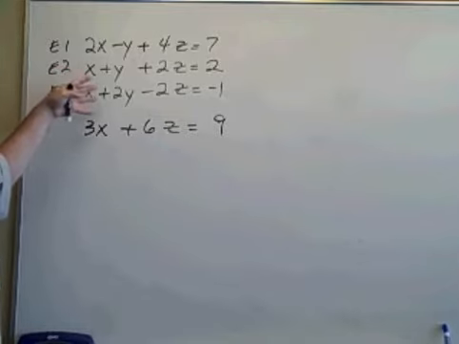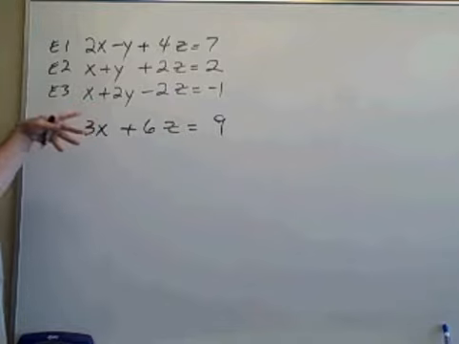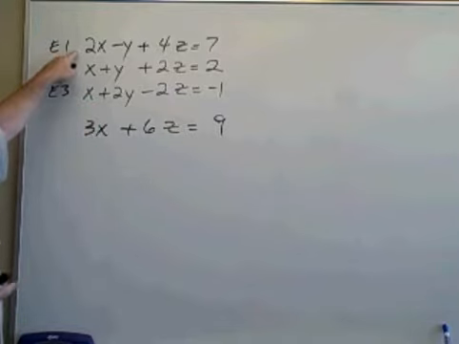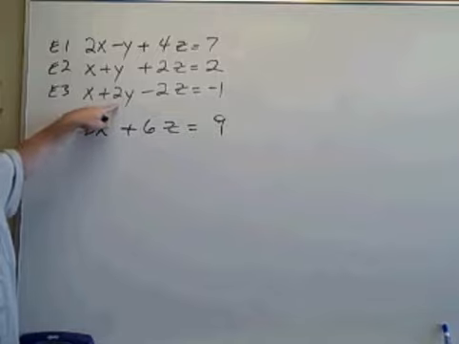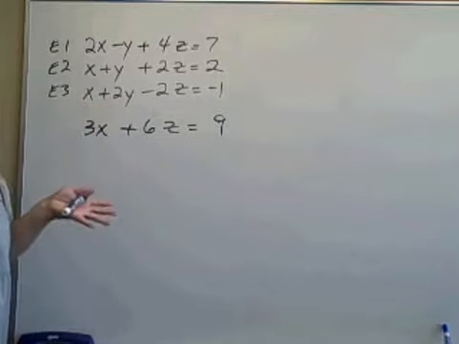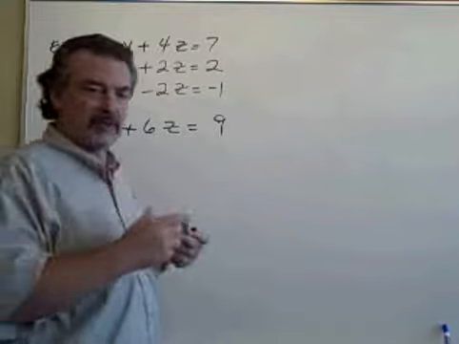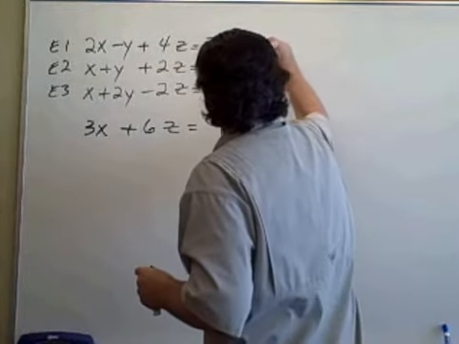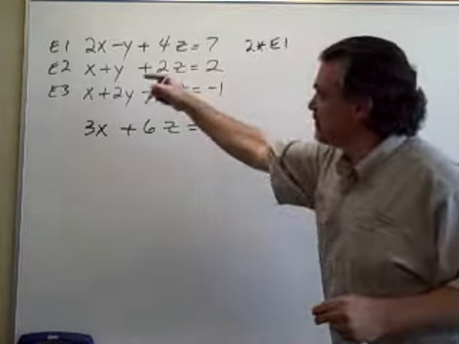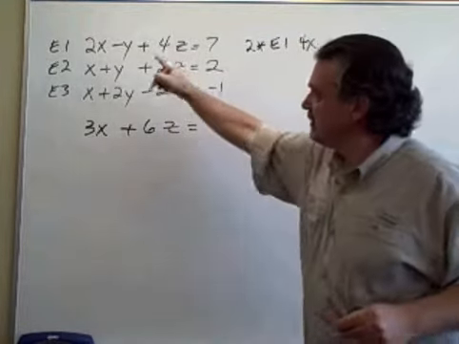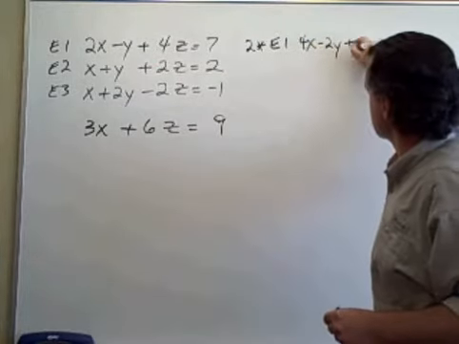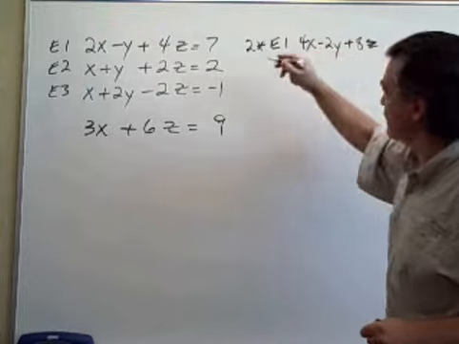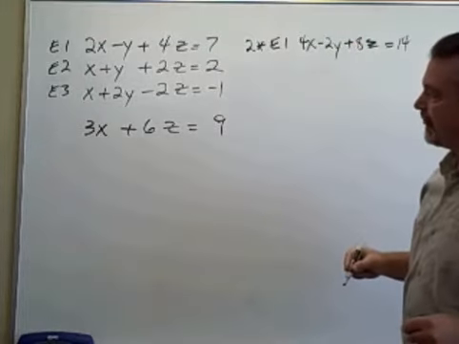Let's work with a different pairing to see if we can eliminate y again. Well, how about if I take equation number 1 and multiply it by 2? That would make this coefficient minus 2y, and if I then added that to this equation, the plus 2y, the y's disappear again. So I'm going to take equation number 1, multiply every term by 2. 2 times 2x is 4x. 2 times minus y is minus 2y. 2 times plus 4z is plus 8z. And 2 times 7 is 14.